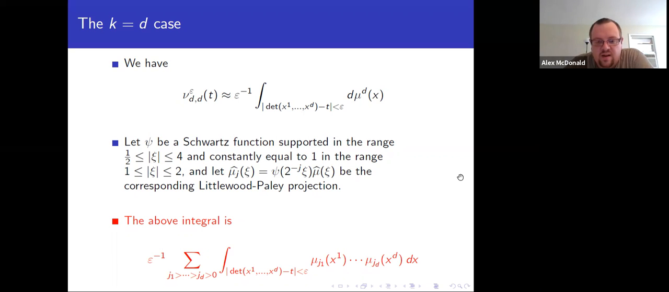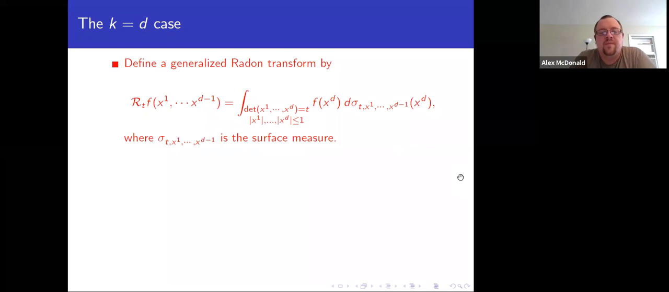So this integral here, if you run one of the integrals, you get a generalized Radon transform. This generalized Radon transform is defined by taking the function f and d minus 1 parameters, x1 through x d minus 1 as inputs, and integrating f of x d over the surface defined by this equation: determinant of x1 through xd equals t. Everything else, don't worry about too much. We have smooth cutoffs, keeping things compactly supported, and a surface measure on that surface.